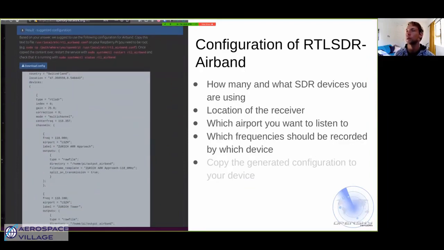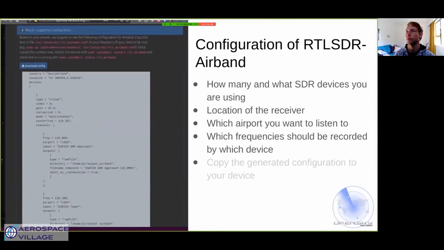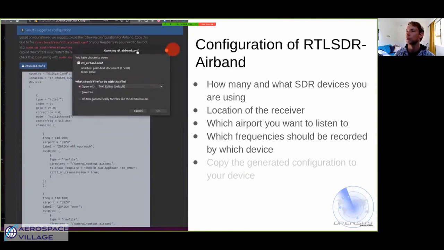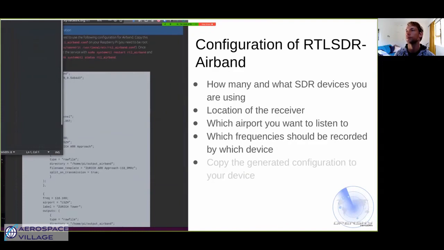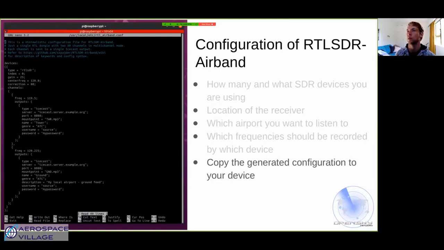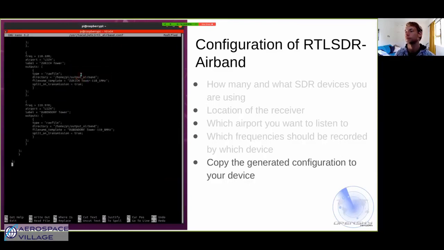And based on these options, a configuration file should be generated. So we're copying this file or downloading it, and then we have to transfer it to our Raspberry Pi. To copy the configuration into our RTL Airband conf file, I'm using the nano editor. So first I delete all of the existing example configuration, and then I'm pasting in the generated configuration file. After that, we're exiting and saving the file.